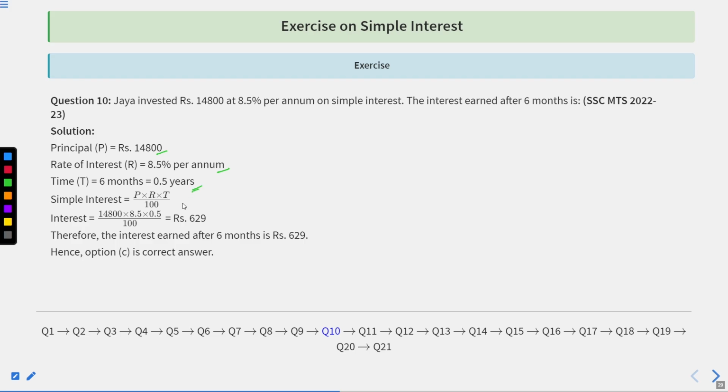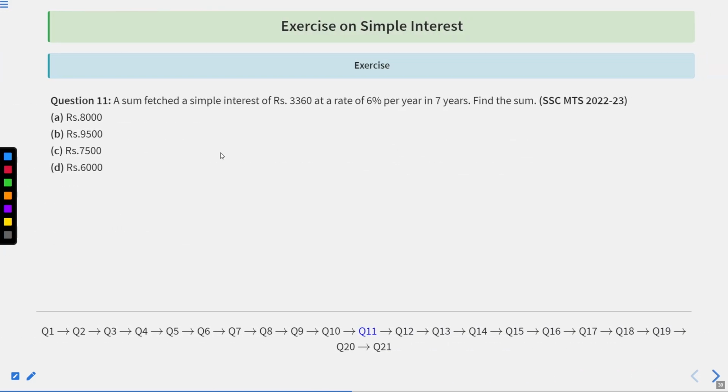And the simple interest formula is P into R into T upon 100. So the interest will be equal to 14,800 into 8.5 into 0.5 upon 100. That is equal to 629 rupees. Therefore, the interest earned after 6 months is 629 rupees. So the correct option here is option C.